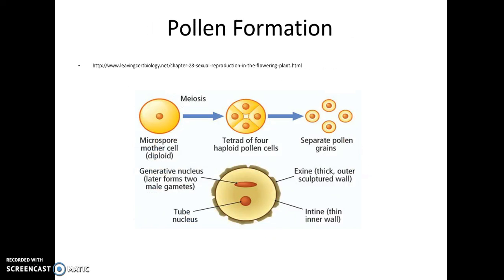The pollen, simple. One cell, the microspore mother cell, gives 4 haploid cells. Each becomes a separate pollen grain. They undergo mitosis without cytokinesis, and you form 2 nuclei. One's a generative nucleus, and the other is the pollen tube nucleus.